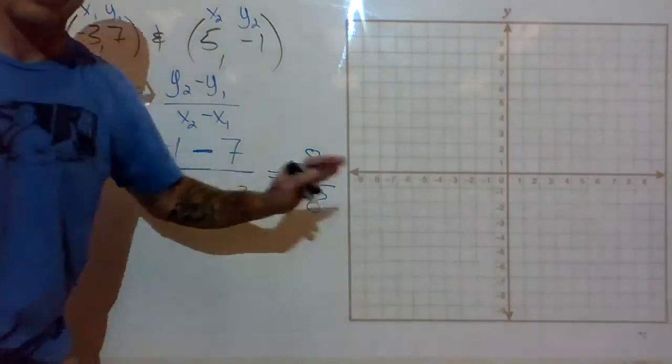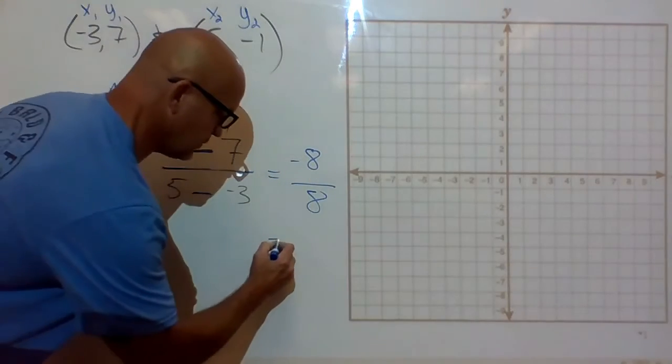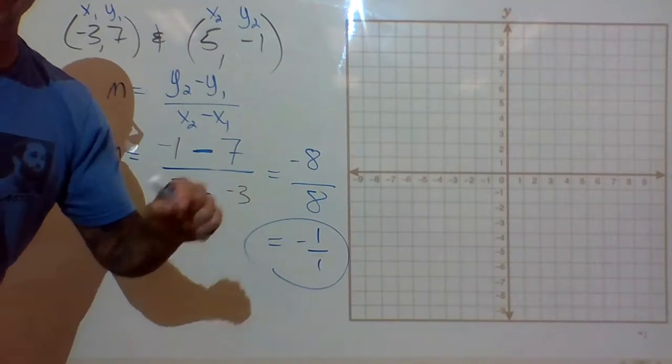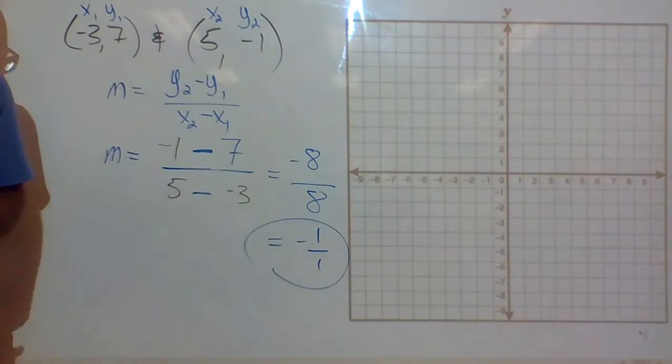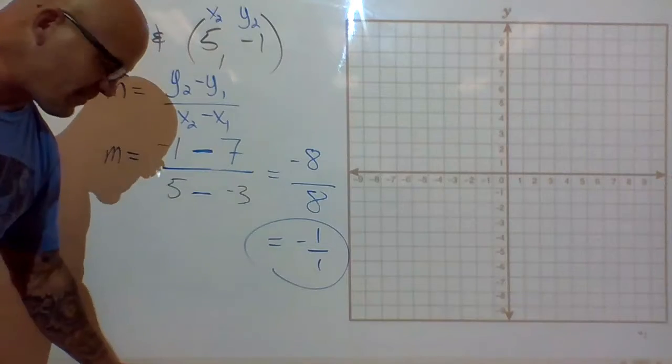So it went down 8, I ran 8, which, if I then look at, I can reduce that, don't lose your negative, it is -1 over 1. You can always leave slope in a fraction. I don't care if it's improper or not. Fractions are always great for slope. Now, I'm not going to do more of those.